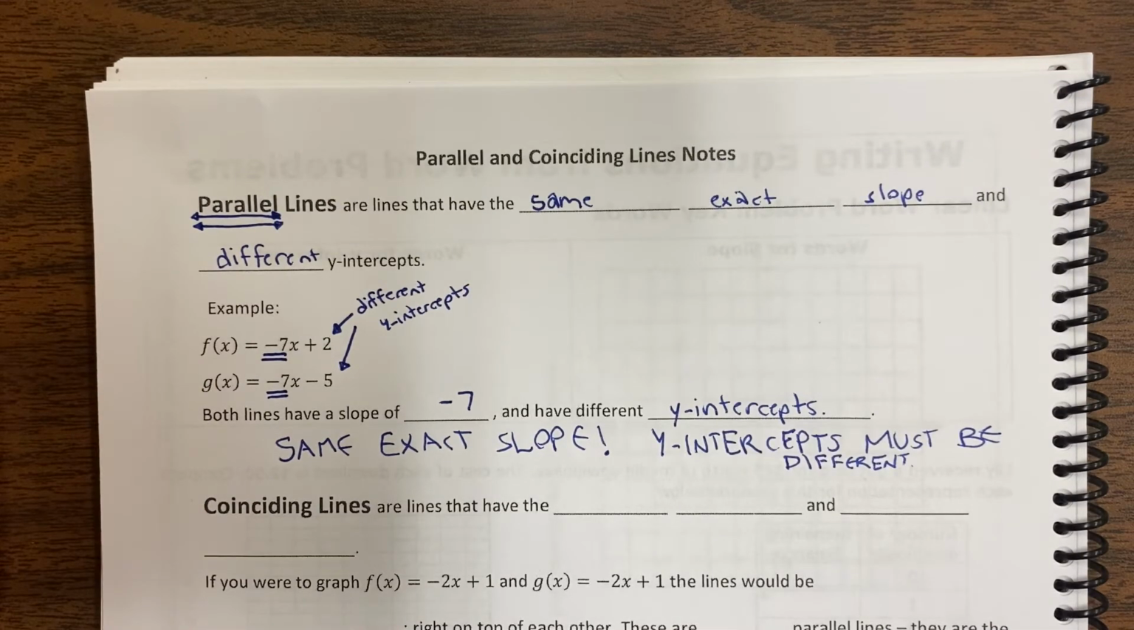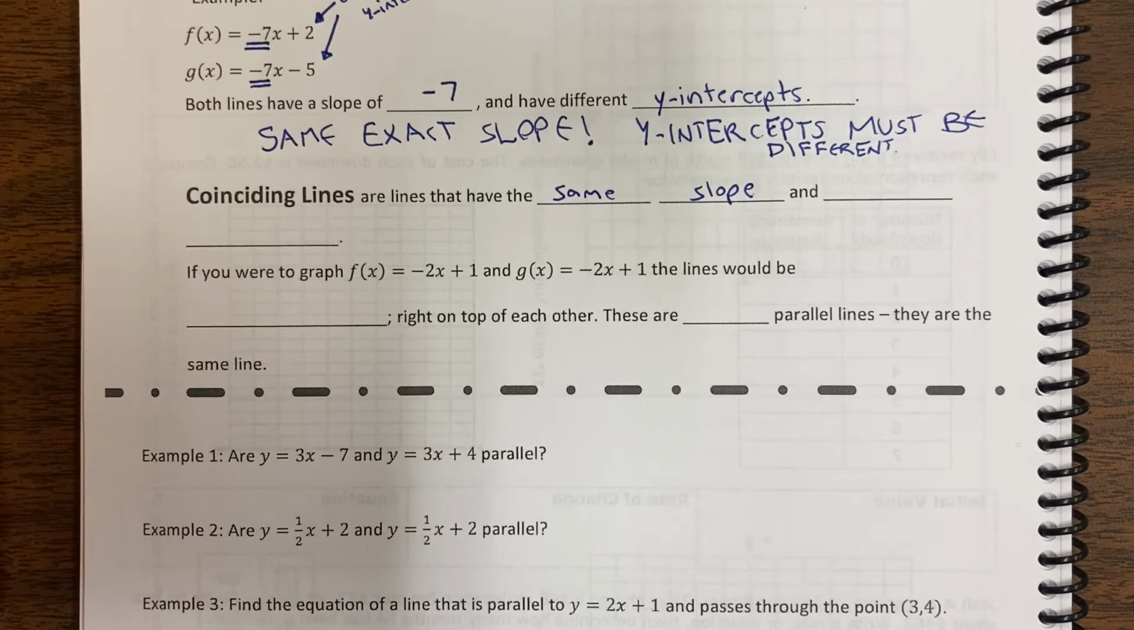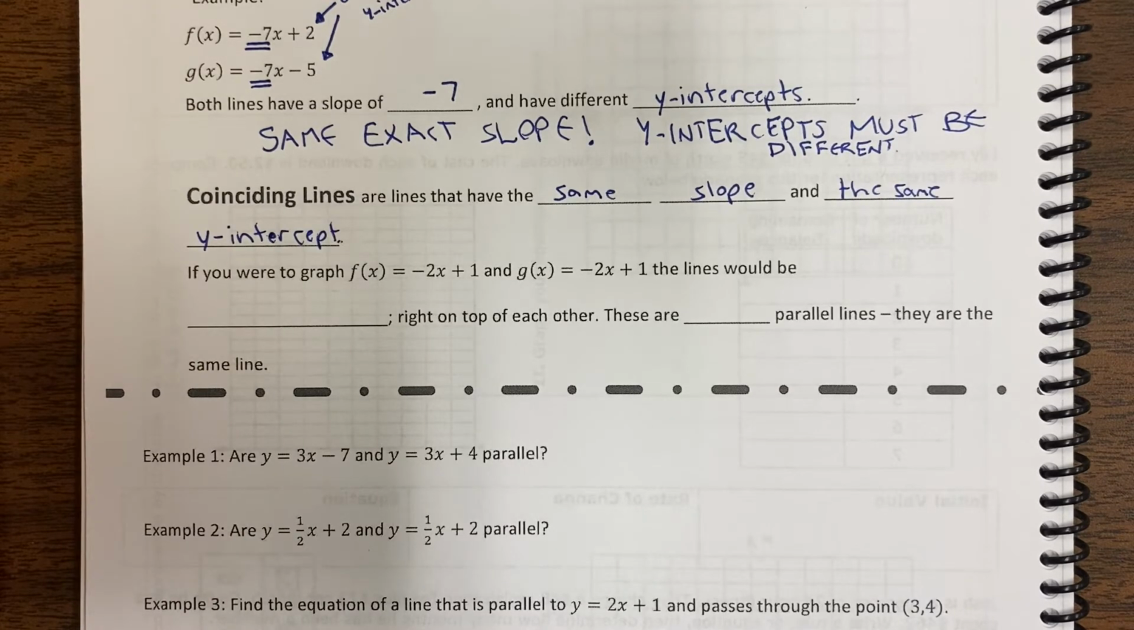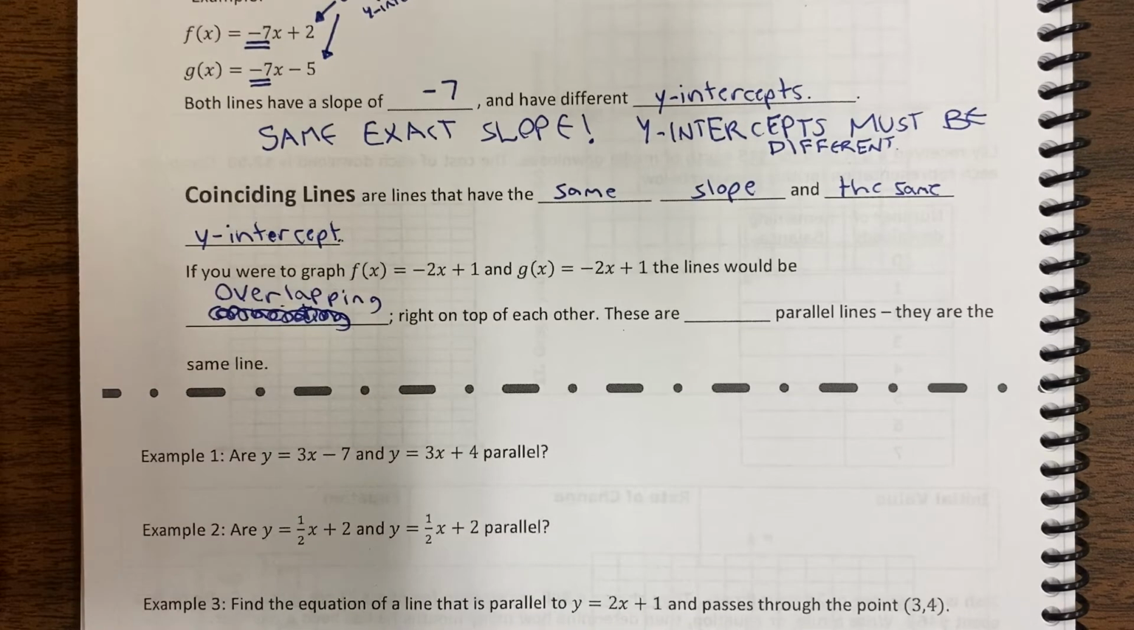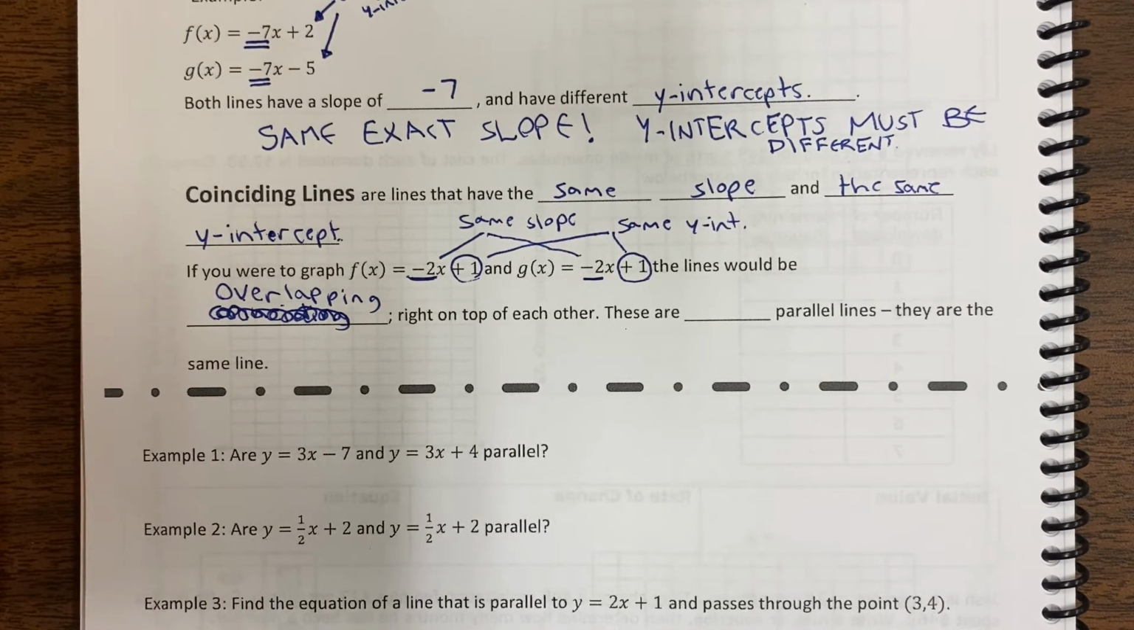Now let's see about coinciding lines. Coinciding lines are lines that have the same slope and the same y-intercept. Here's an example. If we were to graph f of x equals -2x plus 1 and g of x equals -2x plus 1, the lines would be overlapping. They'd be right on top of each other. And the reason why is they have the same exact slope and the same y-intercept. These are not parallel lines. They are the same line.